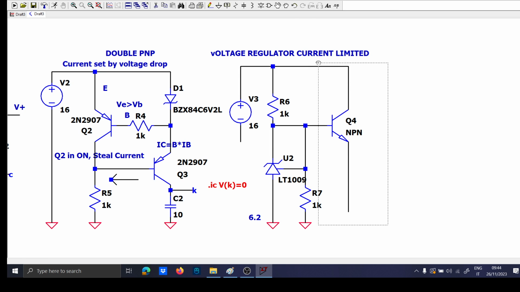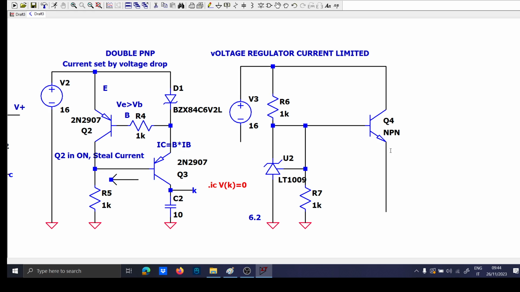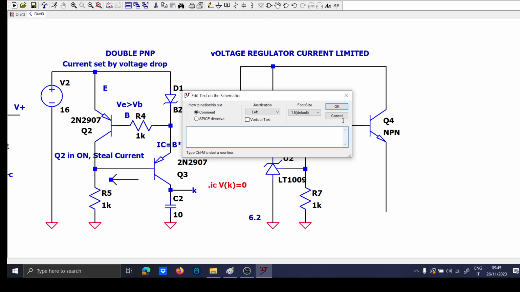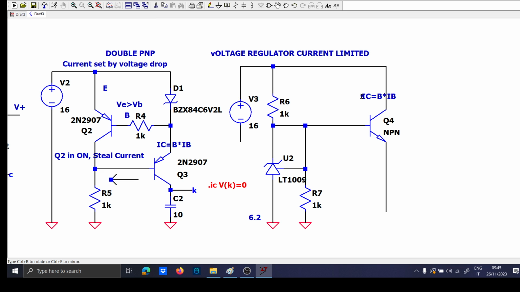And now guys, you have everything, because the concept is always the same. In order to limit a current, you have to put a device which steals current from the base. The equation is always the same. Sorry, IC is equal to beta times IB. So you have to put a device here which is connected to the base of this guy. How should I connect it? Like this or like this?